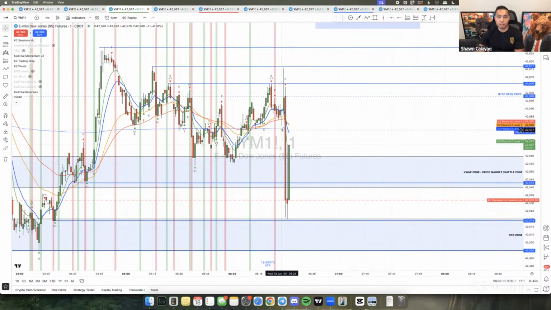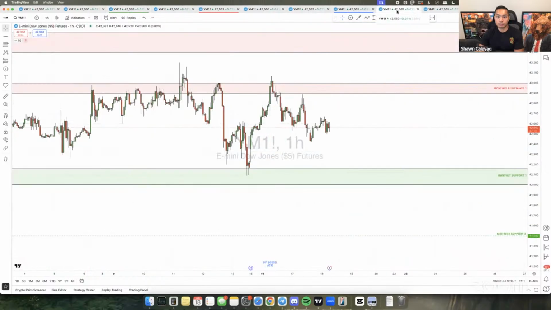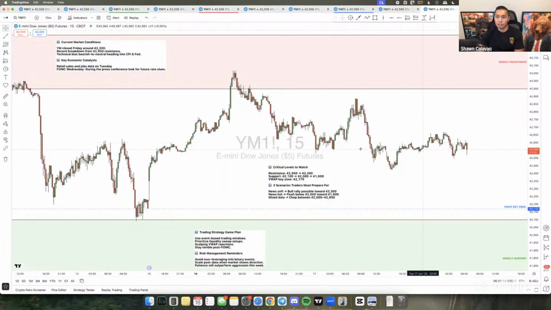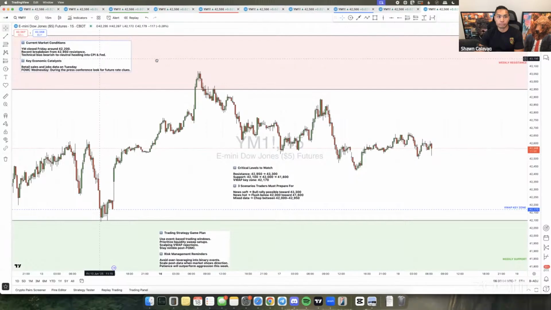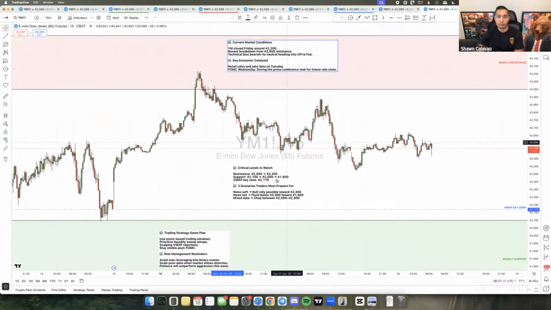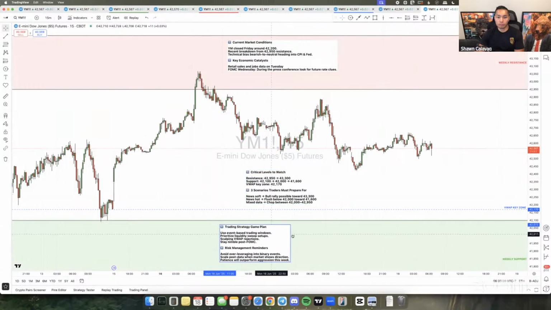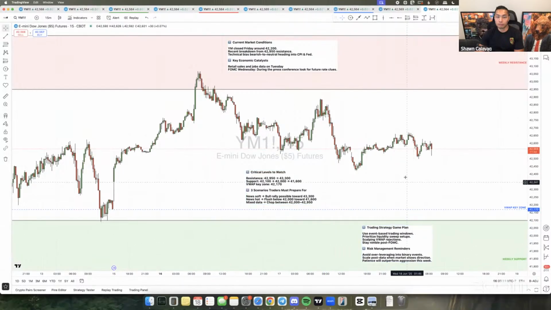The VWAP is sitting right here down the middle. Let's go over here to the monthly chart. Not really much of a big move here on the monthly chart or at the week. This is the 1 hour, but this is the monthly resistance, monthly support. So we're not getting anywhere near the monthly resistance or support. Looking over here at the weekly resistance and support, we're not really getting much here either. Yeah, we'll keep following to see if we get closer to these levels.